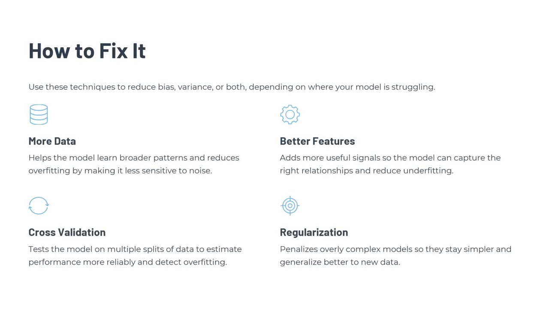There are several ways to improve model performance. To reduce bias, use a more powerful model, add useful features, and train for a longer period of time. To reduce variance, collect more data, use regularization, and apply cross validation. Simplify the model if necessary. The key is finding the right balance between simplicity and complexity.